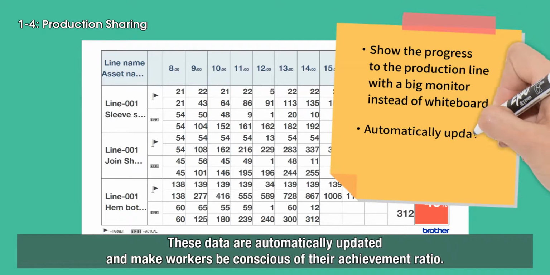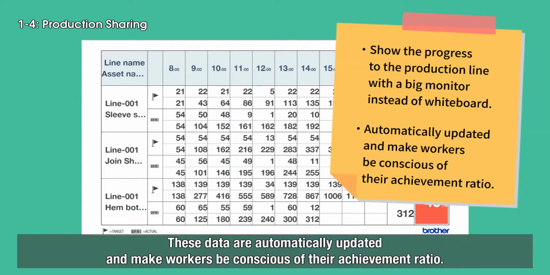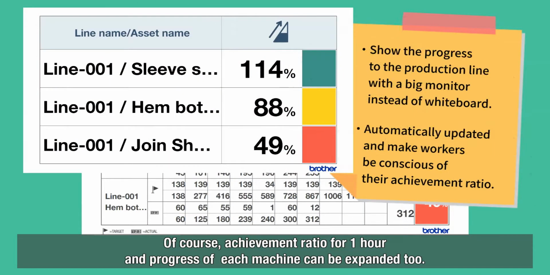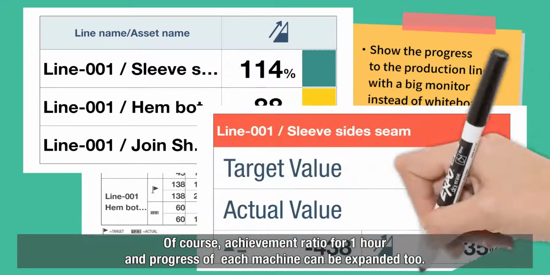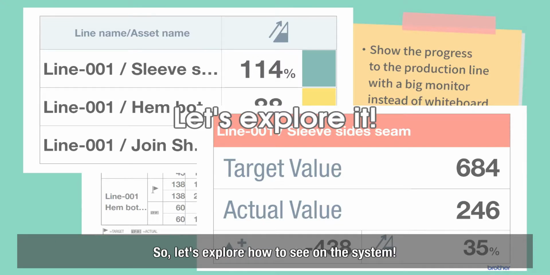These data are automatically updated and make workers conscious of their achievement ratio. Of course, the achievement ratio for 1 hour and the progress of each machine can be expanded too. So, let's explore how to see it on the system.